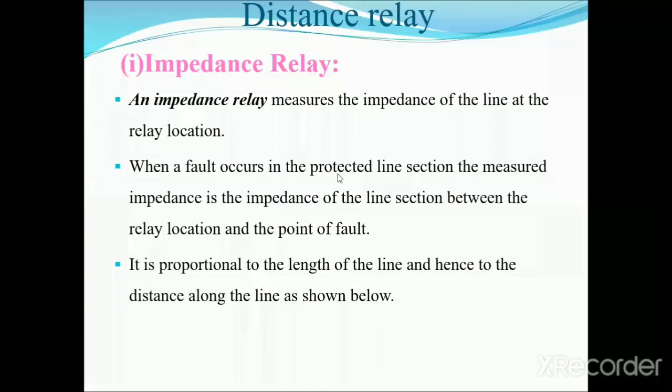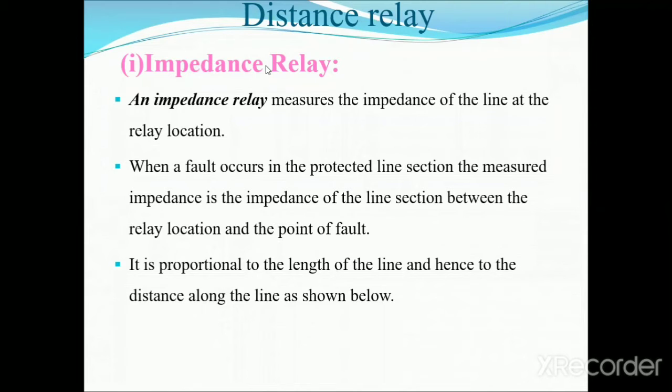When a fault occurs in the protected line section, the measured impedance is the impedance of the line section between the relay location and the fault. The impedance relay is a voltage-controlled equipment. The relay measures the impedance of the faulty point.